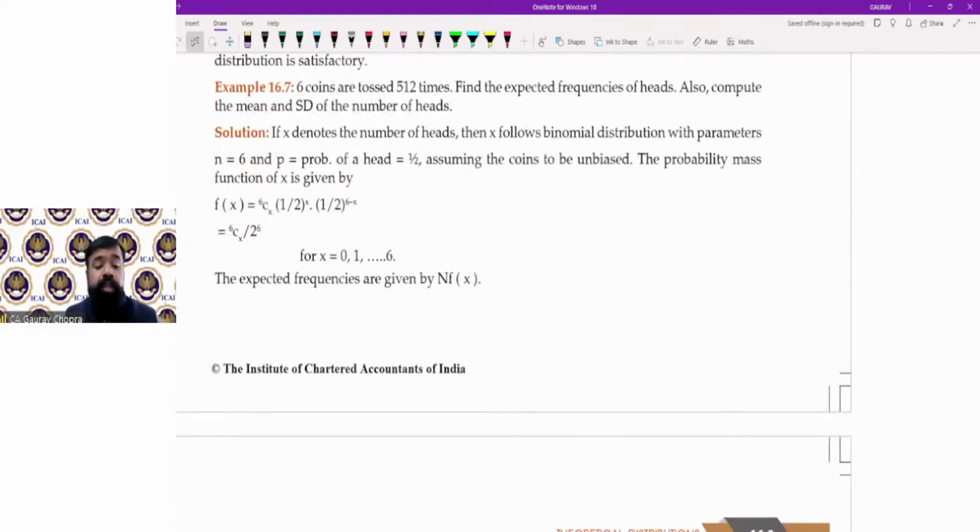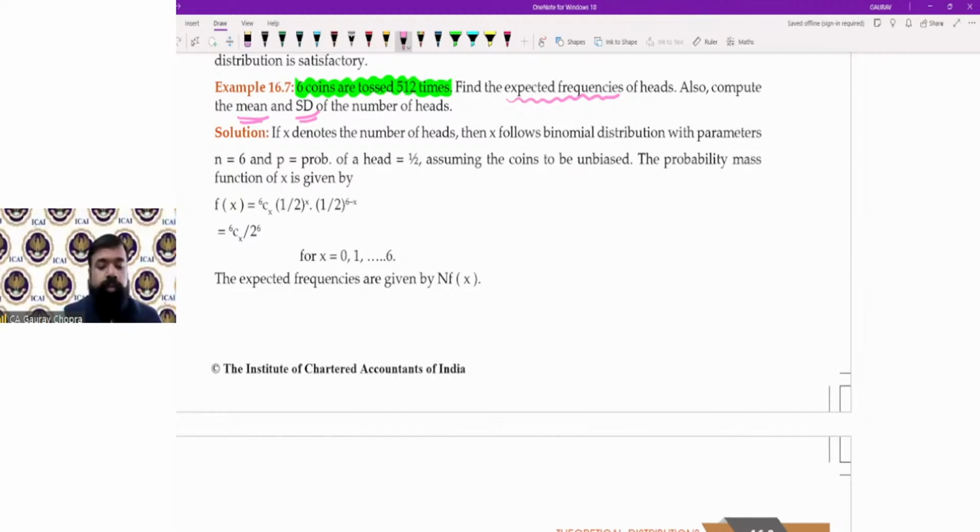Now, 7th one. 6 coins are tossed 512 times. Find the expected frequency of heads. So what is the requirement? We require expected frequency. So probability is not asked. What is the final answer required is expected frequencies. Also compute the mean and standard deviation of the number of heads. So we require mean, we require standard deviation. So these 3 things are required.